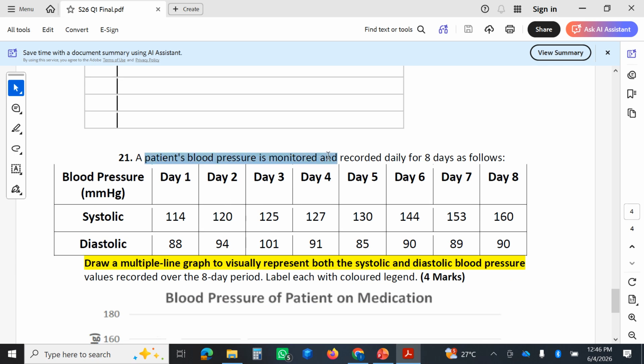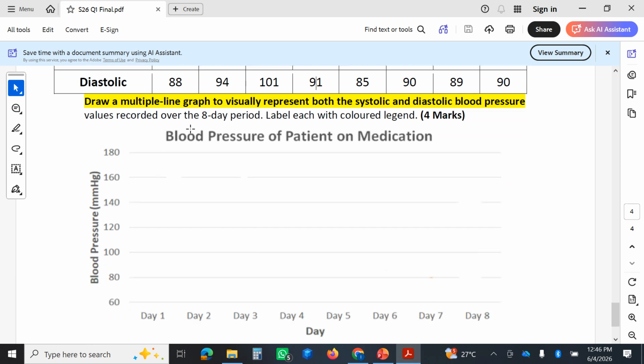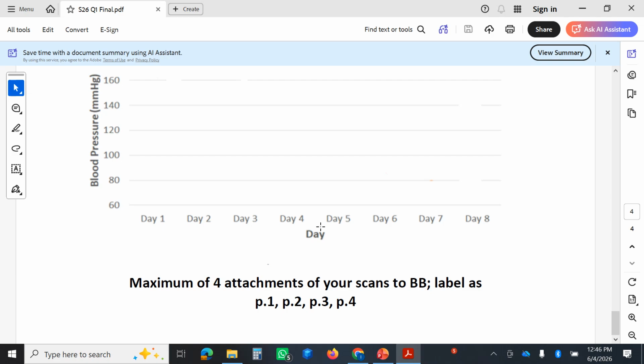A patient's blood pressure is monitored and recorded daily for 8 days as follows. Oh my gosh, this question looks very similar, just different data. There's this patient's systolic pressure, and here's the diastolic pressure over 8 days. Draw a multi-line graph to visually represent it. There's your graph, blood pressure. There, a patient on medication. There's your BP, day 1. Draw your lines. Away you go.